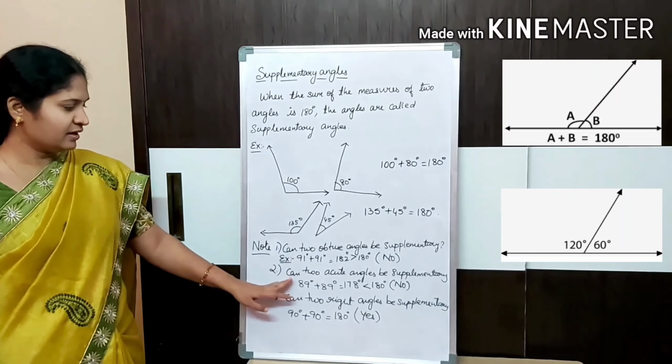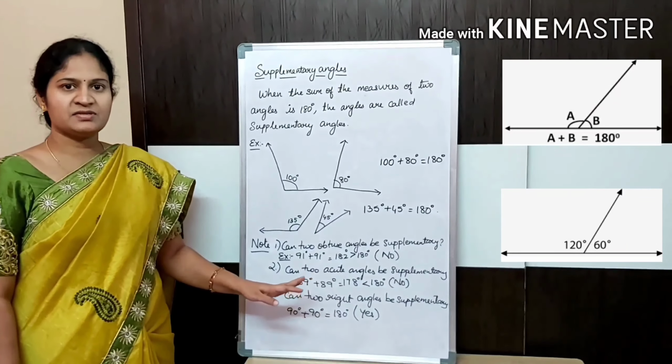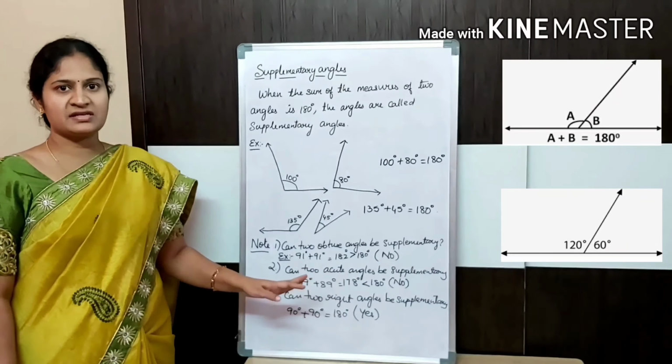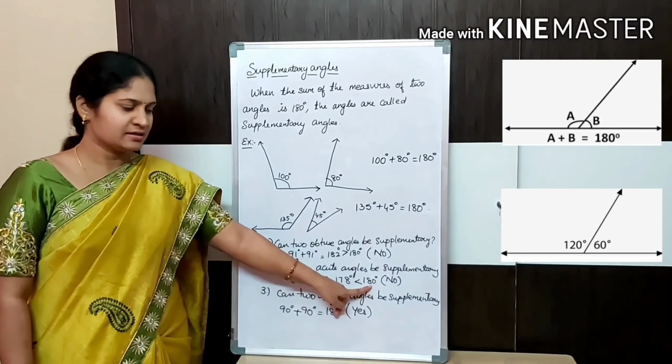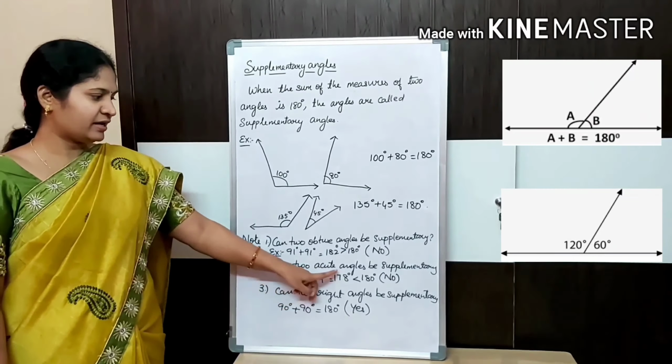And next one, can two acute angles be supplementary angles? Acute angles means again they should be less than 90 degrees. So here I am taking an example. 89 degrees plus 89 degrees is equal to 178 degrees, which is less than 180 degrees. So here also we can conclude that two acute angles cannot be supplementary angles.